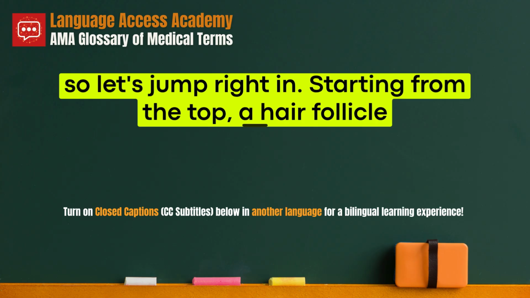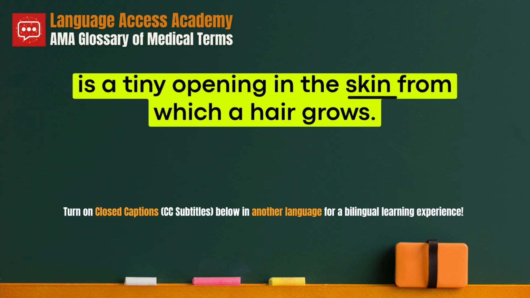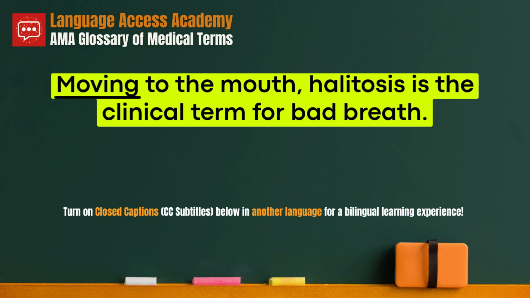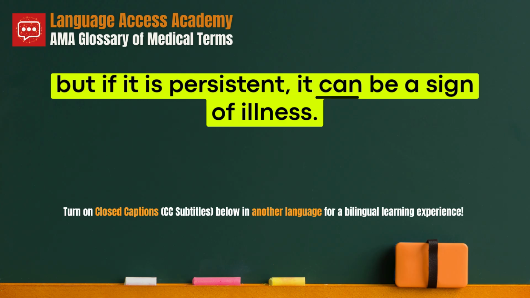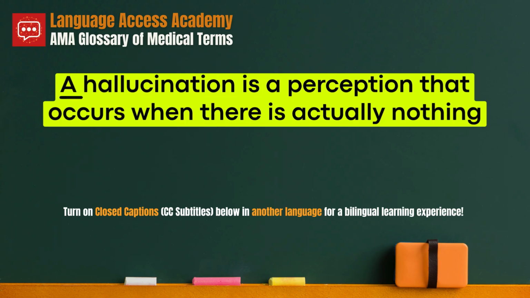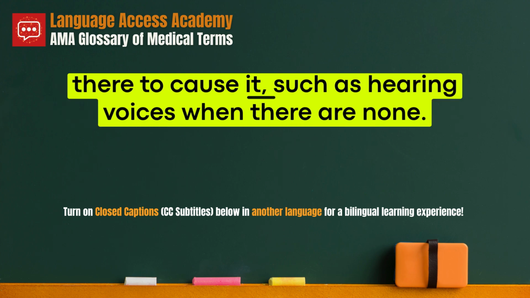Starting from the top, a hair follicle is a tiny opening in the skin from which a hair grows. Moving to the mouth, halitosis is the clinical term for bad breath. It is commonly caused by poor oral hygiene or eating certain foods, but if it is persistent, it can be a sign of illness. A hallucination is a perception that occurs when there is actually nothing there to cause it, such as hearing voices when there are none.